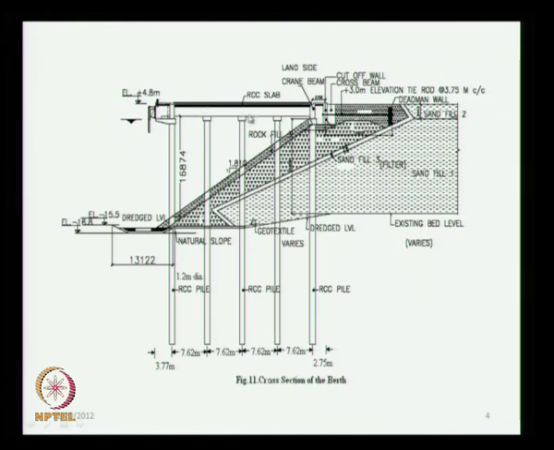Deck system consists of basically some beams and then a RCC slab, and we have crane beams, one crane beam here and another crane beam here, which we will show in the next slide. The center to center spacing between crane beams for container operation is about 30 meters.